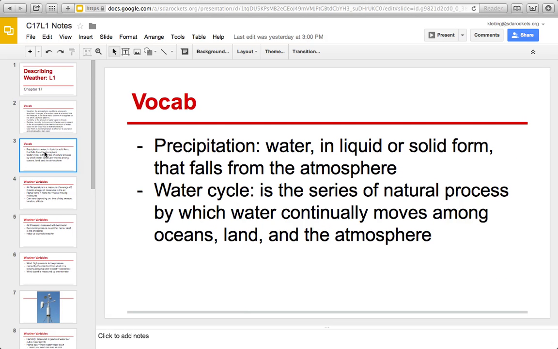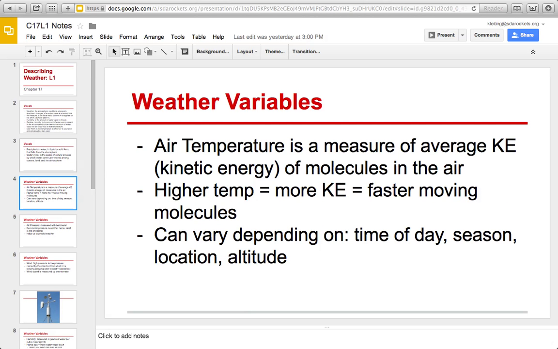Finishing off the vocab, we have precipitation, water in liquid or solid form that falls from the atmosphere. The water cycle is another one that we've had, is the series of natural processes by which water continually moves along or among oceans, land, and the atmosphere. Alright, so our weather variables, that's what we're going to be talking about for this entire slideshow.